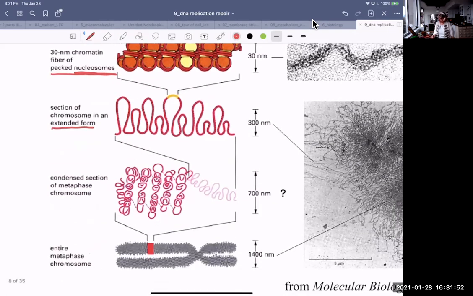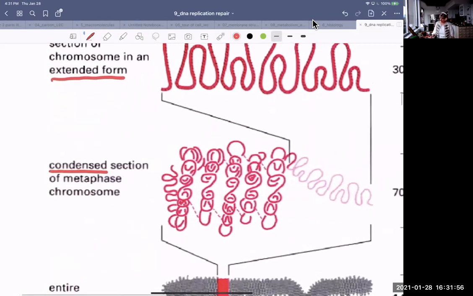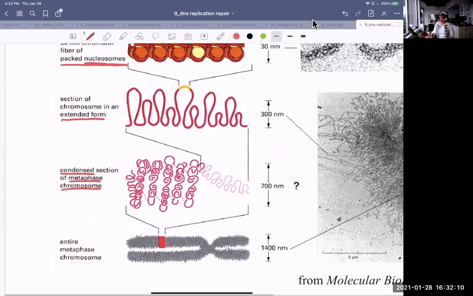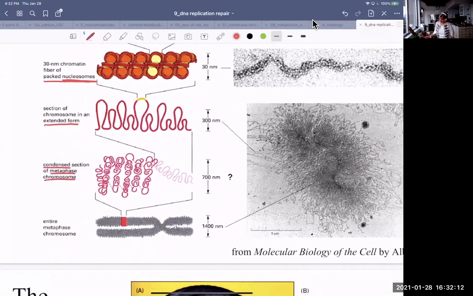But eventually, before the cell divides, the DNA condenses more and more. So these are chromosomes that are in the metaphase of mitosis. They're quite condensed. And this is an entire metaphase chromosome here. Duplicated, of course, because it's been duplicated before for replication.